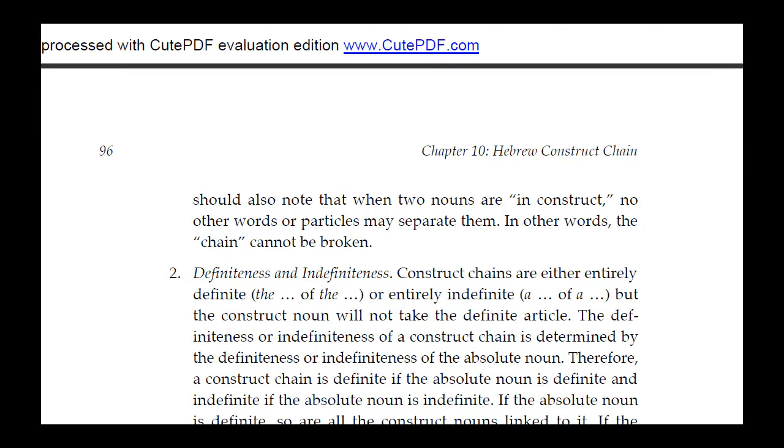You should also know that when two nouns are in construct, no other words or particles may separate them. That's very key, very crucial. You won't have any vowels or any other particles, conjunctions, or anything like that separating the construct noun and the absolute noun. The chain cannot be broken.